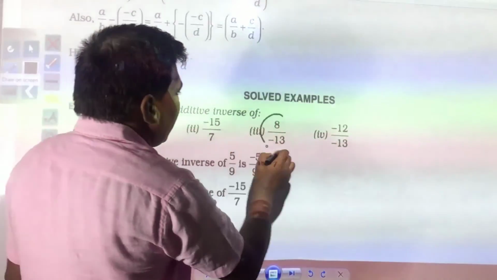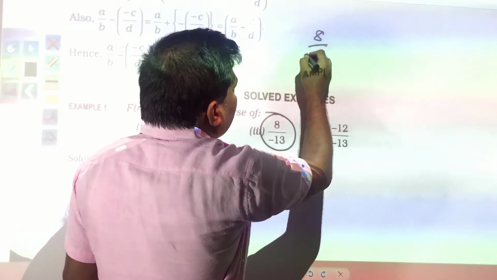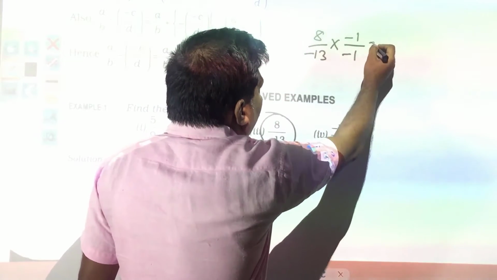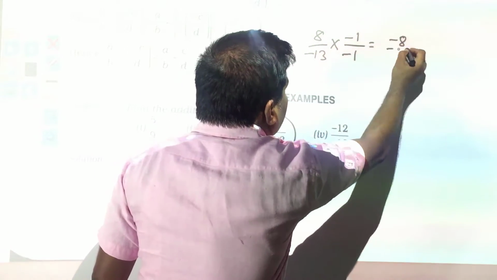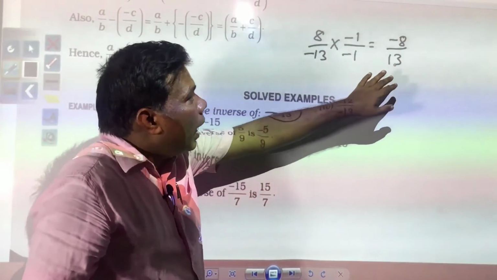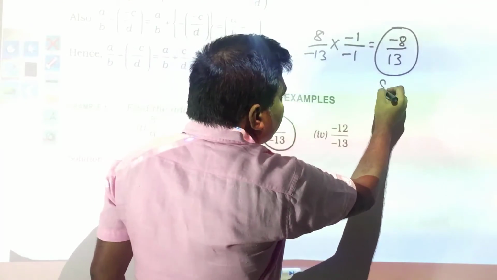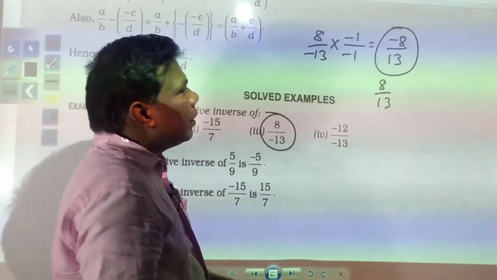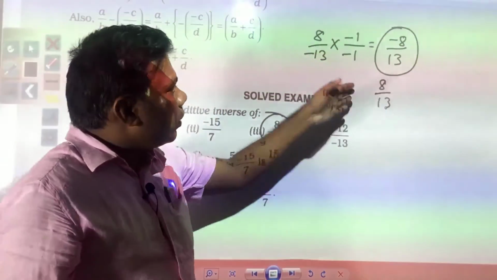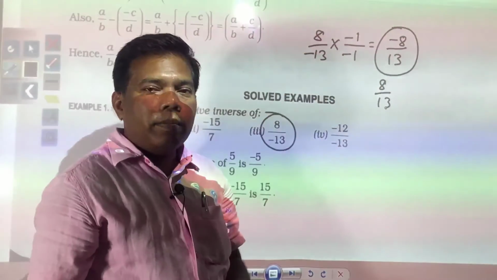First of all, this is required to be written in standard form. So, 8 by minus 13 is required to be multiplied by minus 1, so that you will get minus 8 by 13. So, this you have converted into standard form, and then the additive inverse of minus 8 by 13 will be plus 8 by 13. Or directly you can say the additive inverse of 8 by minus 13 is equal to 8 by 13.